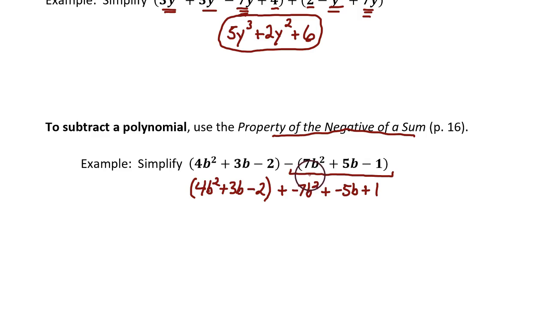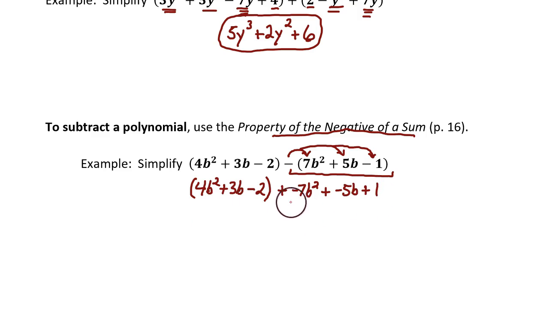Another way to think about how that is rewritten is to think of distributing the subtraction sign to each term in those parentheses. The subtraction distributed to the 7 makes negative 7b squared. The subtraction distributed to the positive 5 makes negative 5b. The subtraction distributed to the negative 1 makes positive 1.